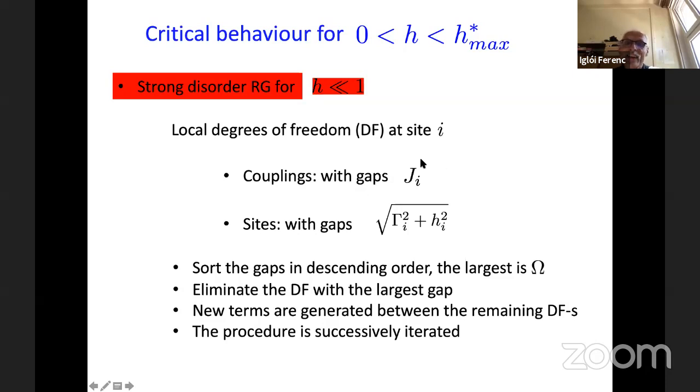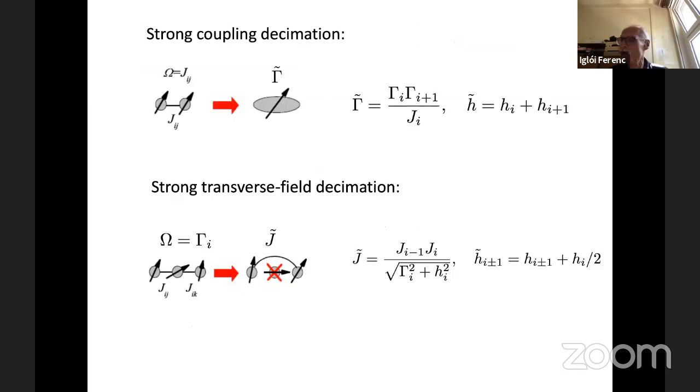One looks for the gaps in the different positions. For couplings, it is just the value of the coupling. For sites, it is a combination of the two fields in this way. And one sorts these gaps in descending order. The largest is omega. This site is eliminated, this site is eliminated, and new terms are generated between the remaining sites. This procedure is iterated further on.